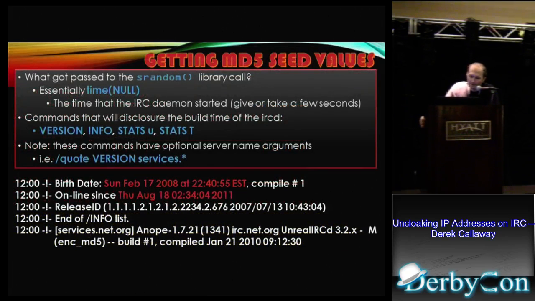Okay, to get MD5 seed values, there's a couple different commands you can use. I've got them listed here. Basically this is what the MD5 algorithm got seeded with. So if you know what it got seeded with, then you can more or less predict what it's going to generate in the future. So the birth date there at the top, that's basically just the strftime of the 32-bit Unix timestamp.